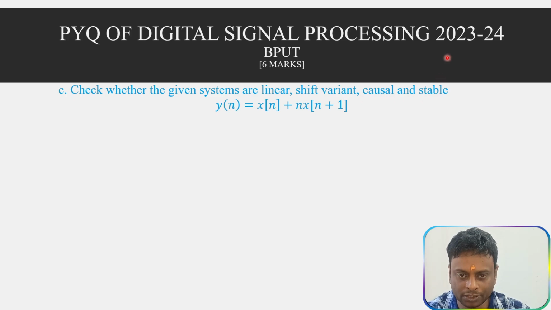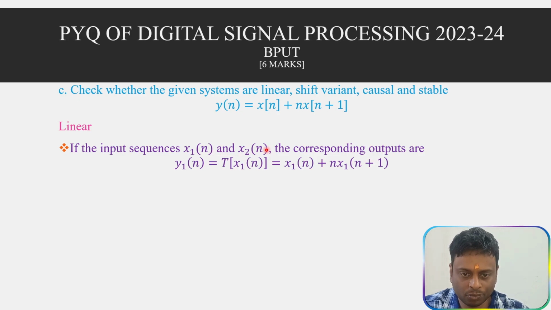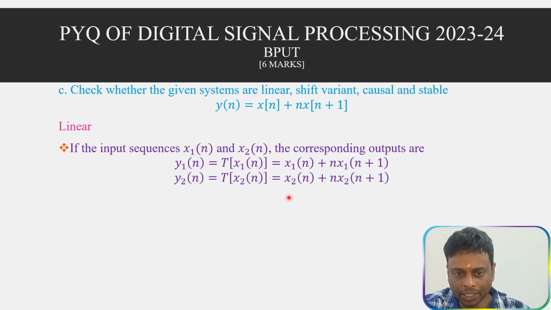You have to check the system. So this is the question: y of n equals x of n plus n times x of n plus 1. Linearity check first. If the input signals are x1 of n and x2 of n, the corresponding outputs are the transformation of x1 of n. In place of x of n, you replace x1 of n, so it will be x1 of n plus n times x1 of n plus 1. Similarly, x2 of n plus n times x2 of n plus 1.